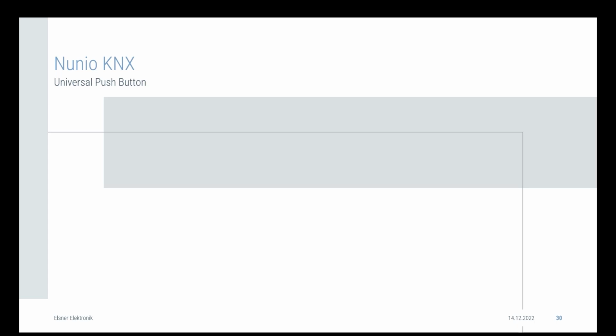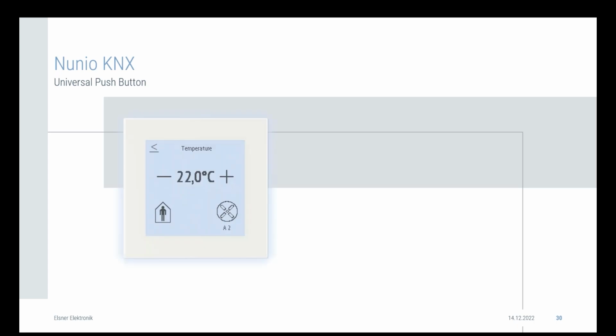Okay, next up in the presentation we have the Nuno. It's definitely one of my favorite products because it's very flexible and allows for a lot of application examples. So this is also a very, very cost-effective product, so at the lower end of the pricing spectrum. So the size is 85 millimeters by 85 millimeters. We have an illuminated display. We have integrated temperature measurements.